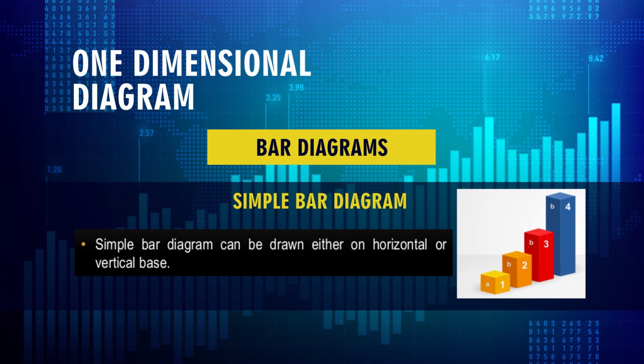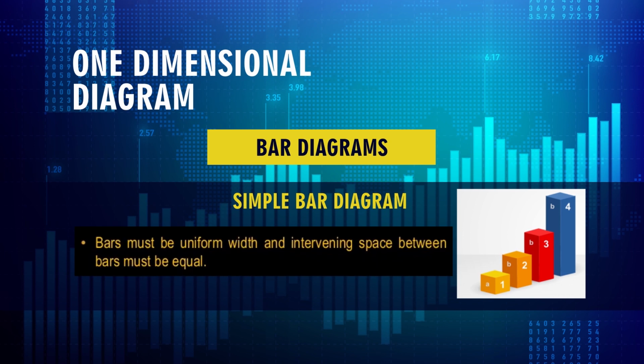The first is quite small, the second is somewhat bigger, the third is a little bit bigger, and the fourth is the highest point. So this is an example of a simple bar diagram, which depicts that the fourth is quite large. A simple bar diagram can be drawn on either a horizontal or vertical base. Bars must be of uniform width, and the intervening space between bars must be equal.